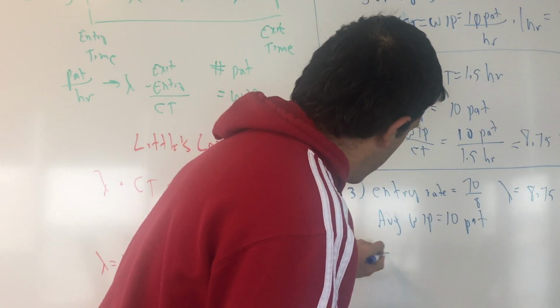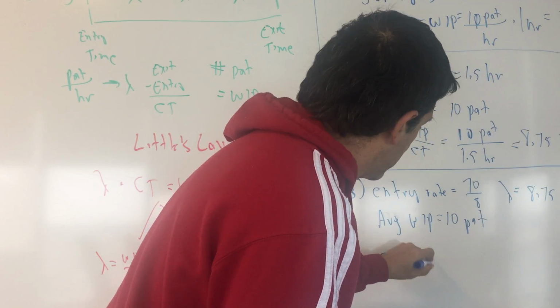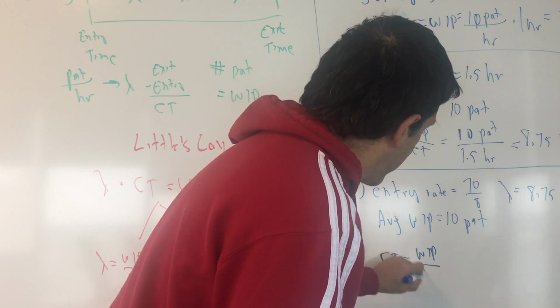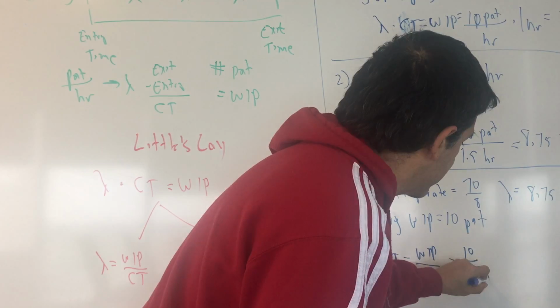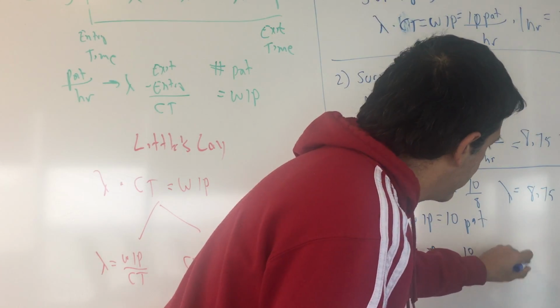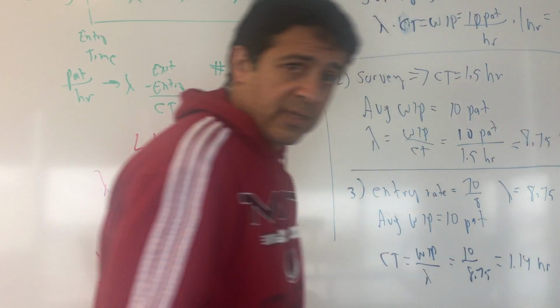And again, from Little's law, I know that cycle time has to be work in process inventory divided by the arrival rate, which in this case is 10 divided by 8.75, which works out to 1.14 hours.